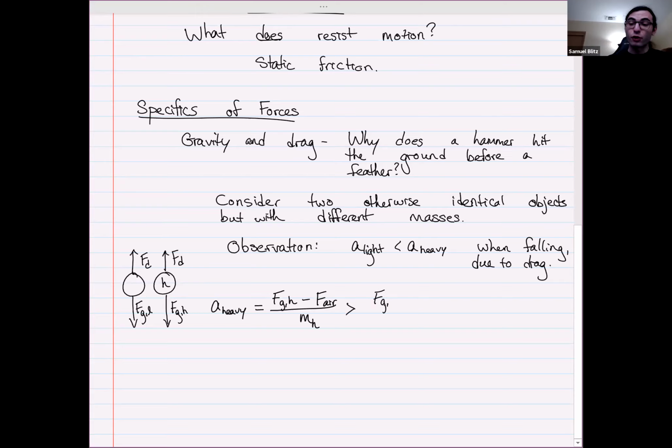So the net force on the light ball is the force of gravity downwards plus the force of drag upwards, and there's a minus sign because they point in opposite directions. So it's the force of gravity on the light ball minus the force of air. And we could even call this on the heavy ball and this on the light ball, it doesn't actually matter. This is divided by the mass of the light ball, and this is equal to the acceleration of the light ball.